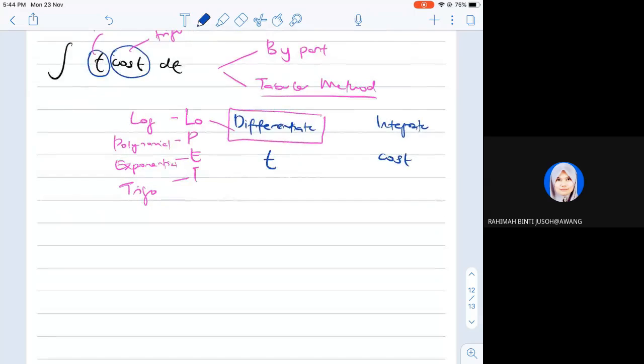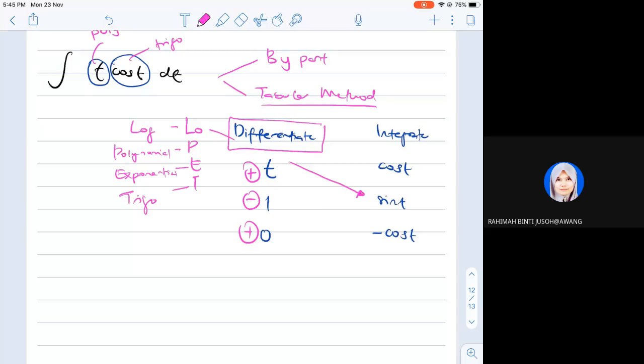Now what you should do here is differentiate t until you get 0. Differentiate t, we get 1. Differentiate 1, we get 0. So we have 3 rows here. The number of rows in the integrate column must follow the differentiate column. You integrate cos t, we get positive sin t, and then integrate sin t, we get negative cos t. Before that, don't forget to put plus and minus alternately, and then you cross-multiply like this.